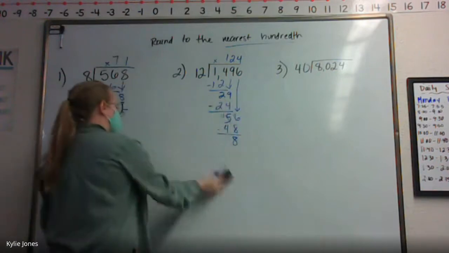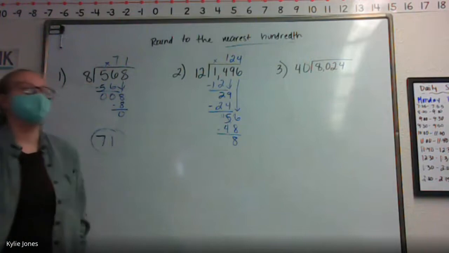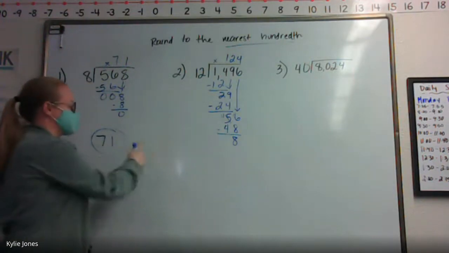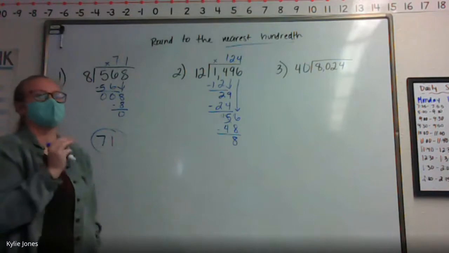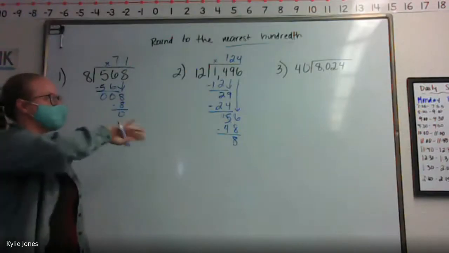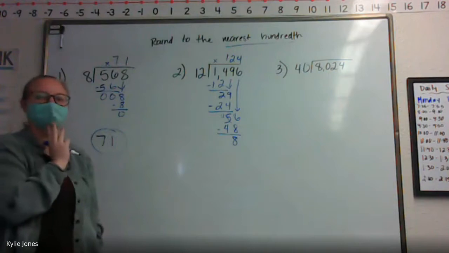How do I do that on a problem like this? What do I need to do next to get my decimals? Round. Well, we can't round yet. We don't have anything to round it to. We still have to go out 2 decimal places. What do I have to do?